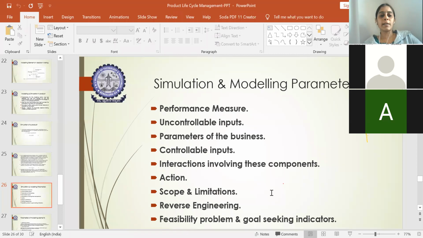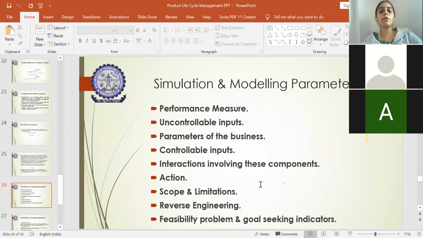You can go for reverse engineering with the help of simulation and modeling rather than redesigning using materials and investing so much. By using the reverse engineering concept through simulation and modeling parameters, you can see whether the reverse engineering parameters will work effectively or not. If it is working effectively, then you can go for actual reverse engineering of the product. This really helps to identify the feasible problem and to achieve the goal with respect to the requirement.